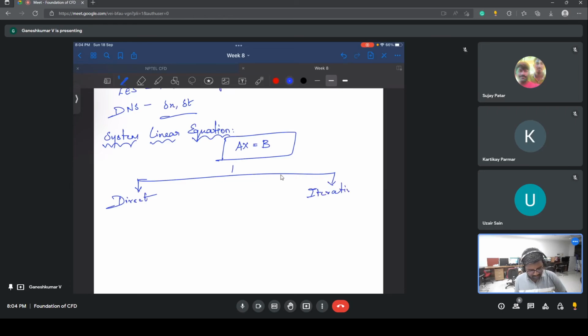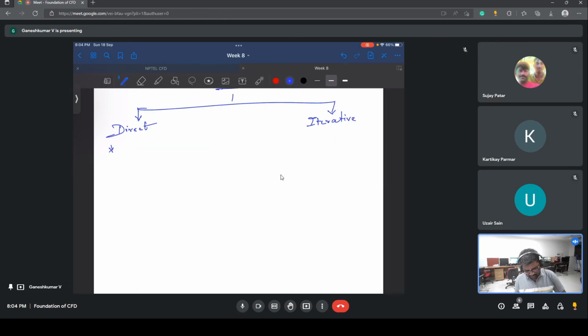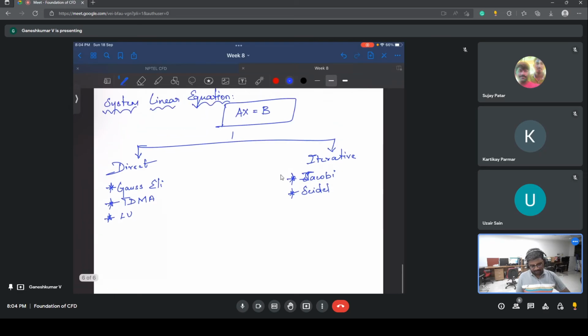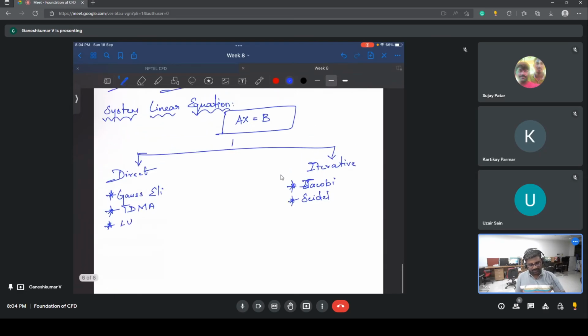For direct methods, we used Gauss elimination, TDMA, and LU decomposition. There are a lot of direct methods. Similarly, we also have Gauss-Jacobi and Gauss-Seidel, which are all iterative methods, where the solution changes for every iteration. Based on the iterative method, we will solve this Ax equal to b. Finally, we have to get x, which is nothing but A inverse b. To get this, we use these direct and iterative solvers.